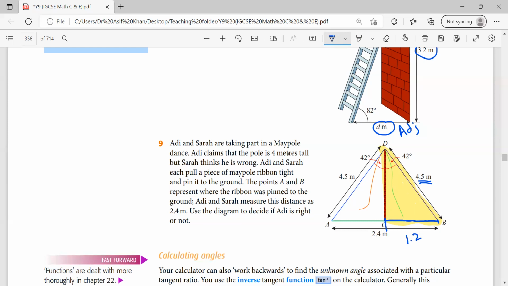If I redraw this triangle separately like this, this is 1.2. This one is x. This angle is 42 degrees. Can you find the height of this rod? Yes, sir. I drew this blue triangle. Okay, calculate and then tell me the answer quickly.